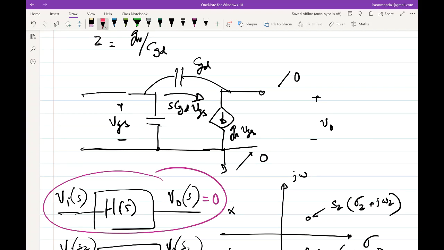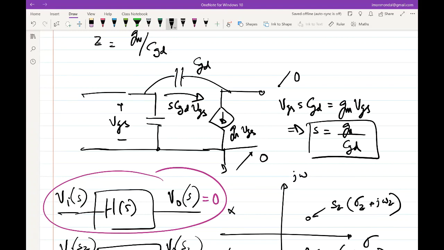That question is important because if this node is shorted, all this current will go into the short, right? So we are modifying the circuit, but we cannot modify the circuit. Circuit is whatever it is. Okay. So this current has to go into GM times VGS. So what is the KCL at the output node then? S CGD times VGS is equal to GM times VGS. So what value of S satisfies our assumption of 0? So S is GM over CGD.